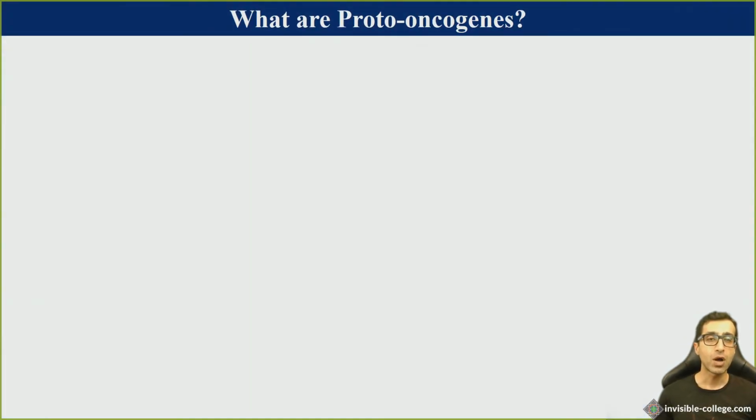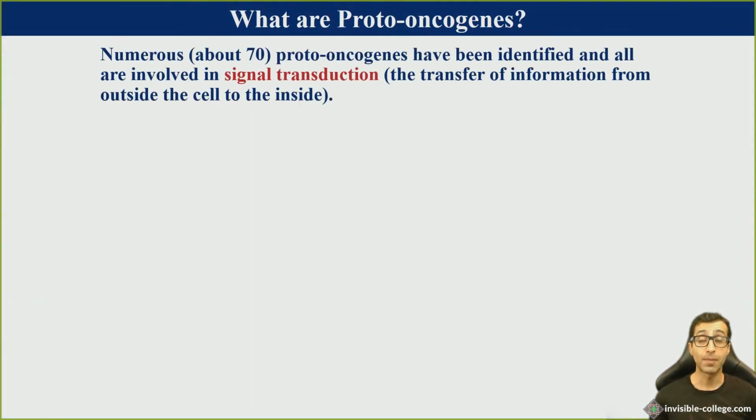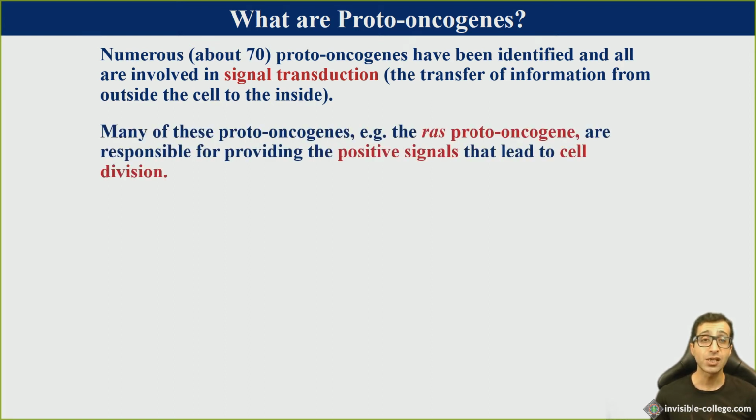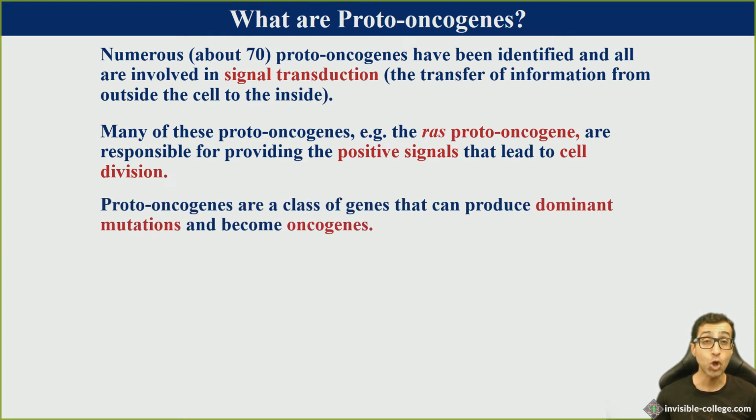So, there are numerous, about 70 proto-oncogenes which have been identified, and all of these are involved in the transduction of signals, the transfer of information from the outside of a cell to the inside. Now, many of these proto-oncogenes, such as the RAS proto-oncogene, are responsible for providing the positive signals that lead to or promote cell division. So these are a class of genes that can produce dominance mutations and become oncogenes.